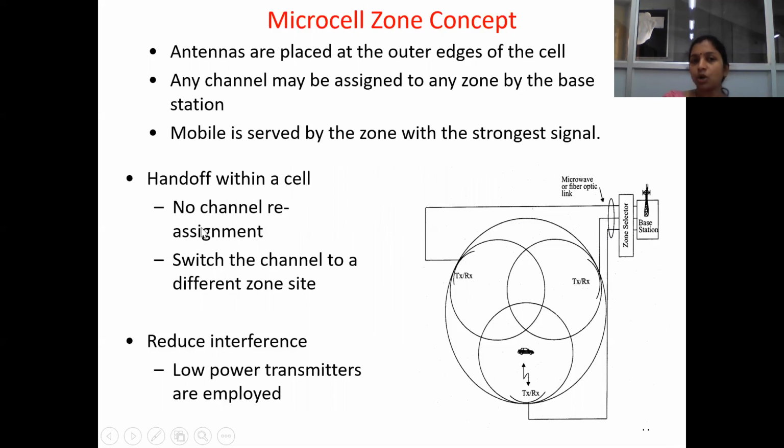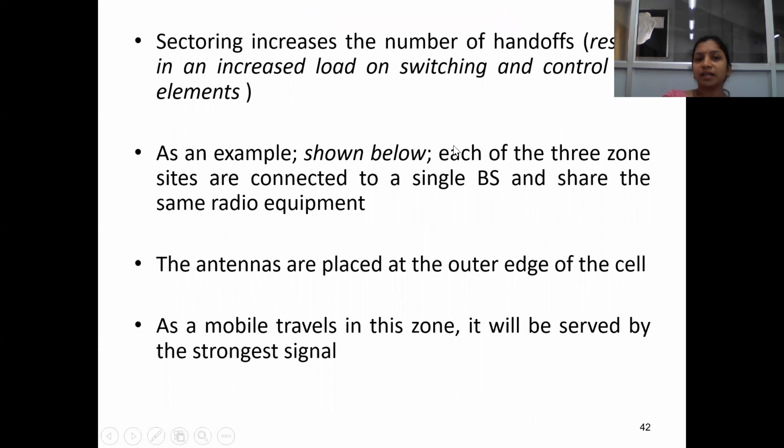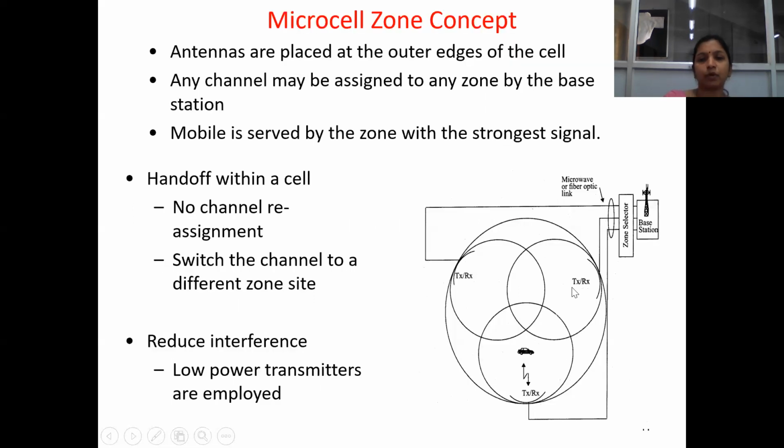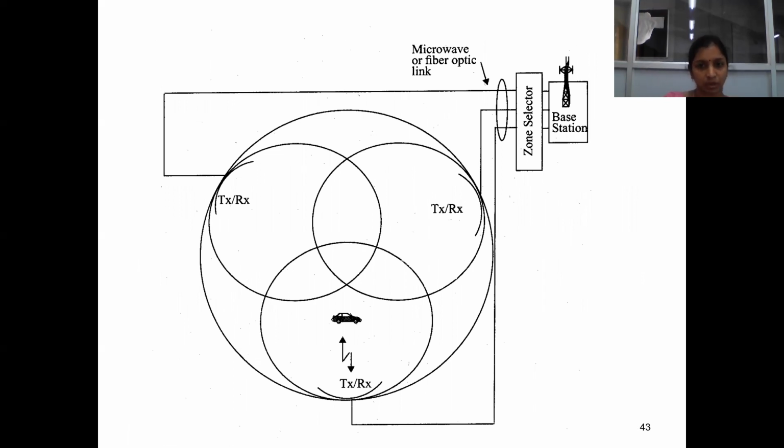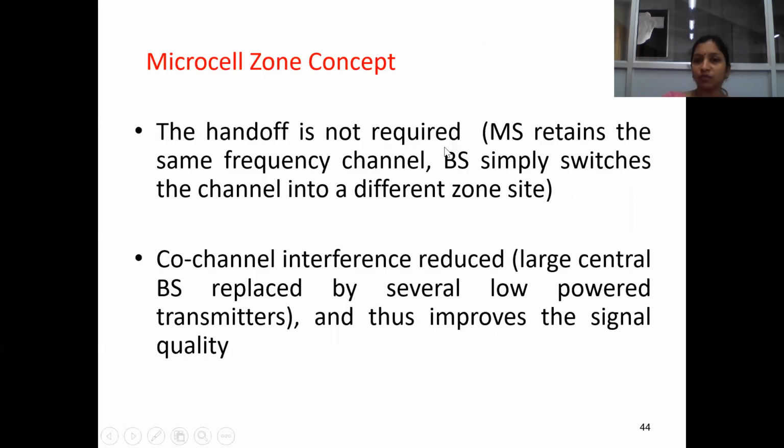For handoff within a cell, no channel reassignment is needed because we are assigning the zone itself. Switching the channel to a different zone site reduces interference. Low power transmitters are employed here. Sectoring increases the number of handoffs, which results in an increased load on switching and control. Each of the three zone sites is connected to a single base station with the same radio equipment, and the antennas are placed at the outer edge of the cell. As a mobile travels in this zone, it is served by the strongest signal, so there is no handoff situation. The handoff problem is reduced in the microcell zone concept because of the zone selector, so handoff is not required.